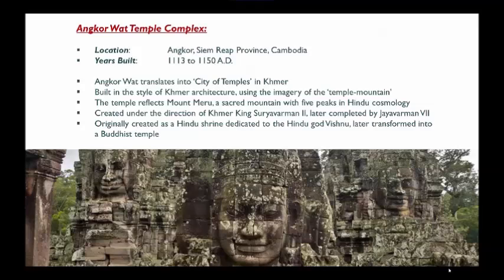So that idea of the temple, it's referred to as Mount Meru. It's a symbolic sacred mountain in Hindu symbology and Hindu cosmology. So it was started by one Khmer Empire king, and then completed by Jayavarman VII. So this is a sociological example where it was created as one thing, originally as a Hindu shrine, and became a Buddhist temple.